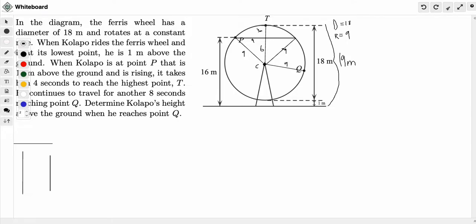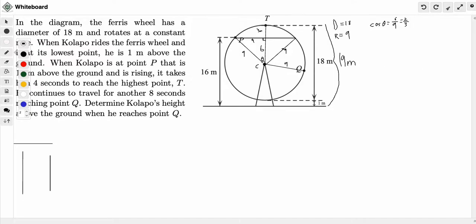Next, we can use trigonometry to solve for this angle theta, since this is a right angled triangle right here. So I can label that. Cosine of theta is equal to 6 over 9, which is also equal to 2 over 3. We'll come back to that later.